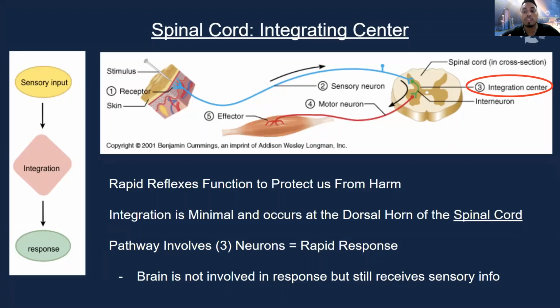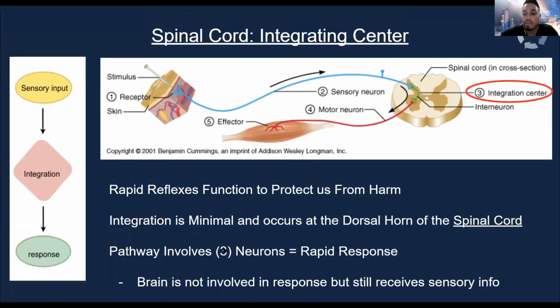So the brain does receive the signal that you felt pain, but usually you pull away before you even know to pull away. It's essentially a reflex. So you touch something hot, you pull away really fast, and then you feel, oh, that was hot. And this pathway involves 3 neurons.